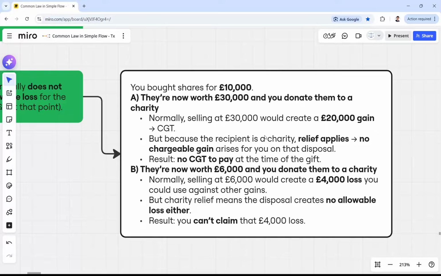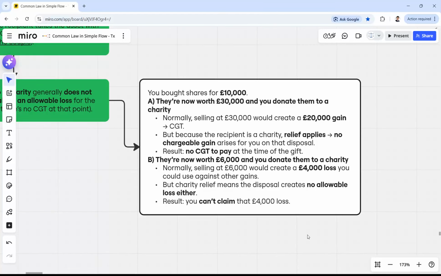Now say they are worth £6,000 and not £10,000, and you donate them to charity. Normally selling something that was earlier £10,000 and now is £6,000 would create a £4,000 loss for you as a capital loss, and you can use it against your other gains. But charity relief means the disposal creates no allowable loss either. Result: you can't claim that £4,000 loss.